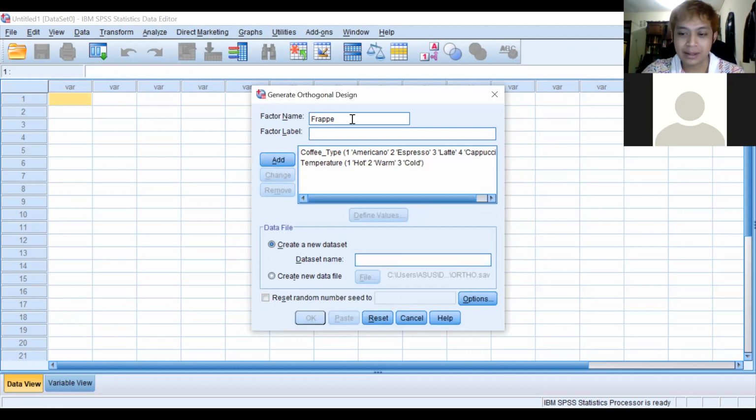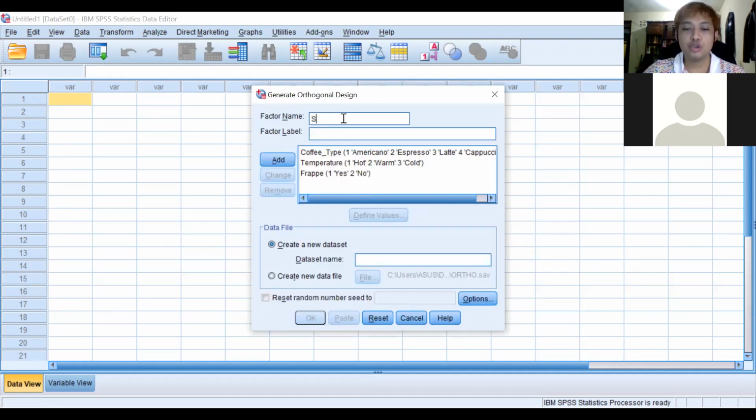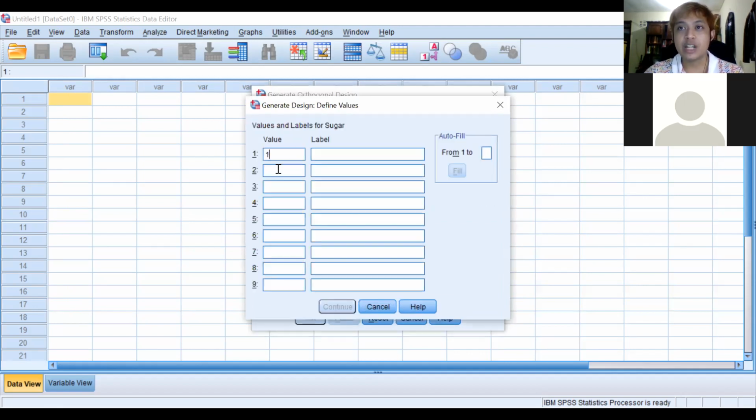Sorry. There is a space in here. Define values 1 and 2. Yes and no. I don't like frap. It's weird. Sugar. I don't like sugar either. What about you? You don't like sugar, or more sugar, or less sugar? I don't like sugar. Okay, plain. Same. More sugar. Normal. Less sugar. And then no sugar. I like no sugar.